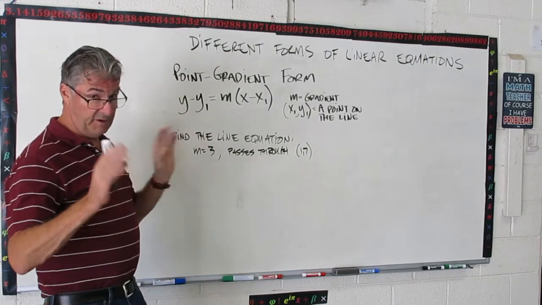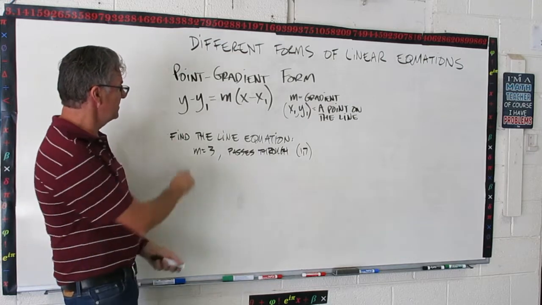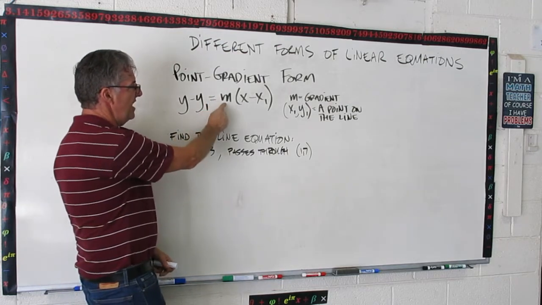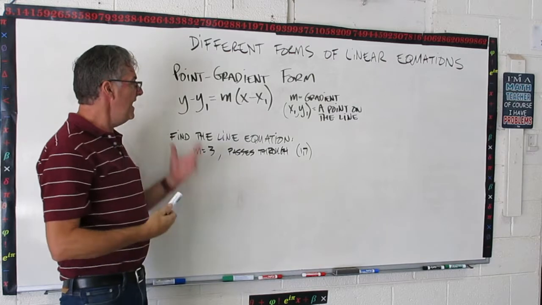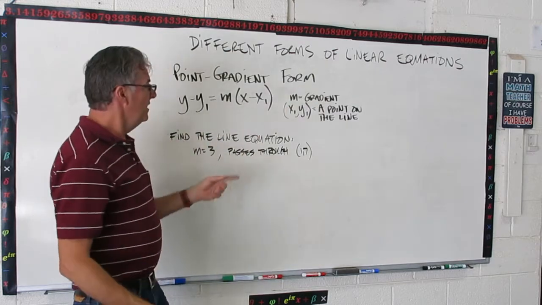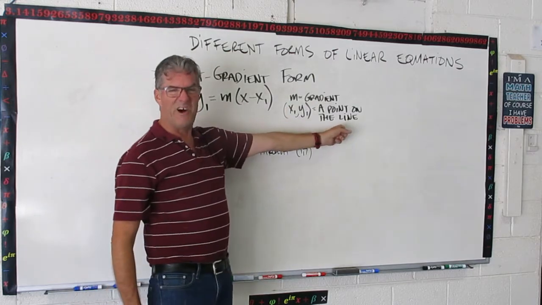Okay, let's look at point gradient form. Just another form of a linear equation. This one looks like this. Y minus y1 equals m times x minus x1. M is our gradient, just like before, and then x1, y1 is a point on the line.